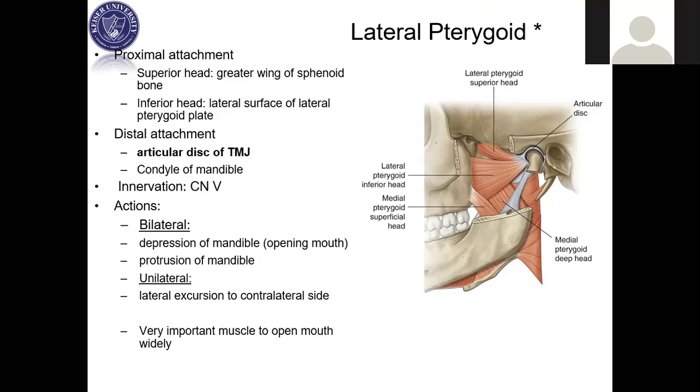And again, I'm not going to ask you the origin of this muscle. I'm not going to ask you all of its actions. What I want you to know is that its insertion is on the articular disc, and the lateral pterygoid opens the mouth. It depresses the mouth. Remember, depression of the mandible is the opening of the mouth.